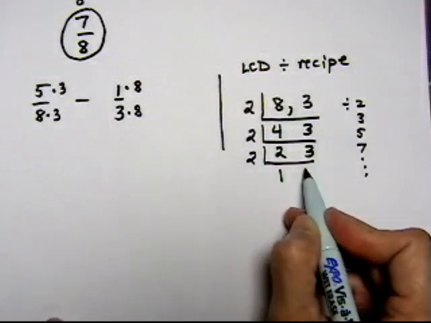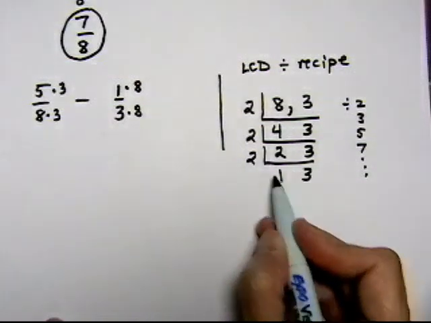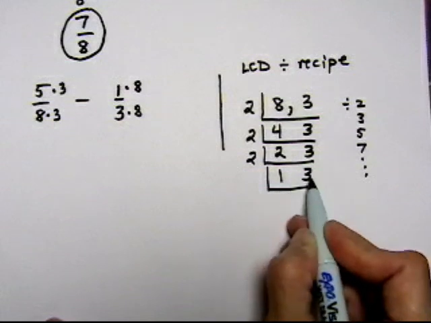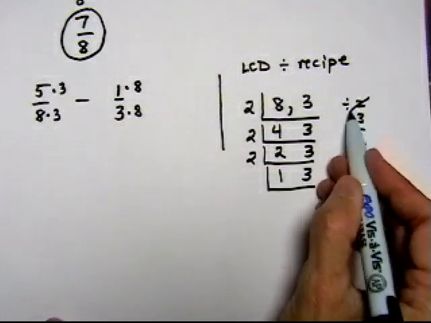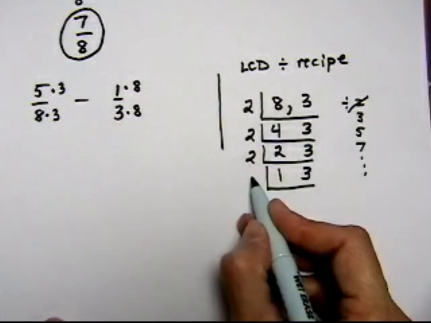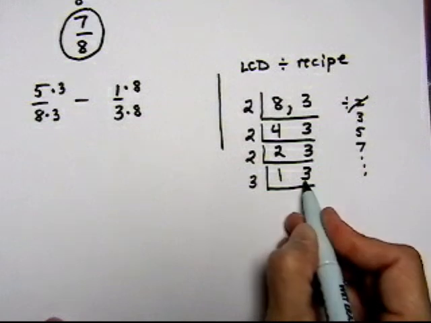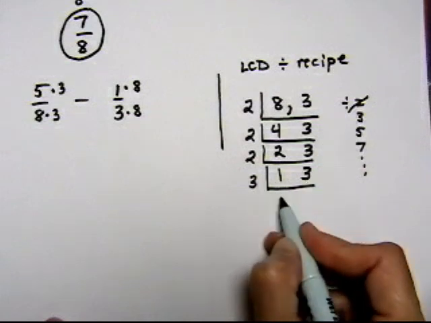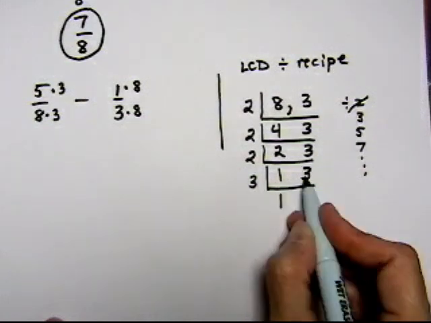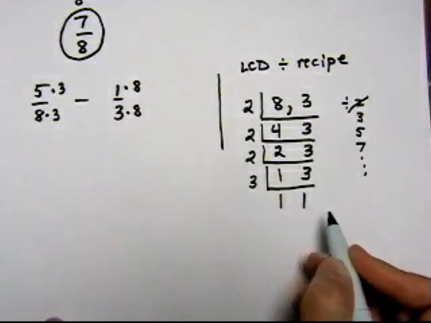3 divided by 2 doesn't work, so we just bring the 3 down. 2 doesn't work anymore for either one of these, so I'm done using the prime number 2, and I'm going to use 3 instead, because 3 works for the second number here. 1 divided by 3 doesn't work, I'm just bringing down the 1. 3 divided by 3 equals 1.